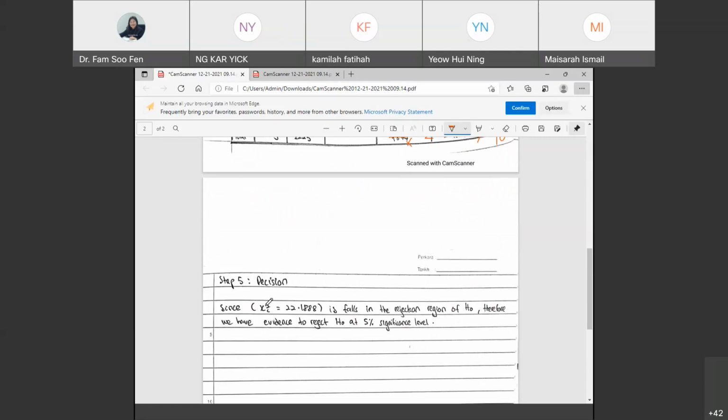So step 5, since this is in the rejection region of H0, therefore we have evidence to reject H0. How do you mean that it's in? It's better that you draw. For example, this one is 9 point something. So we take it down here. This one is the critical value, 22.188. It's somewhere here, meaning that it is in the rejection region of H0.